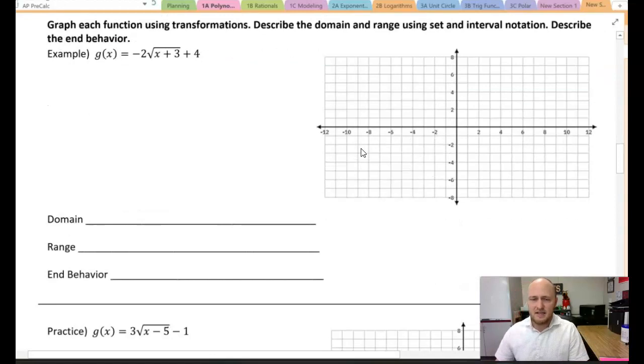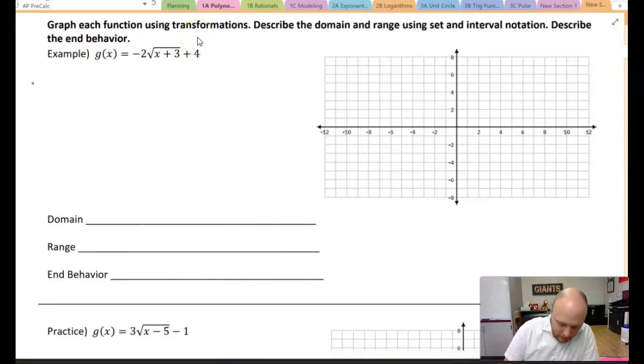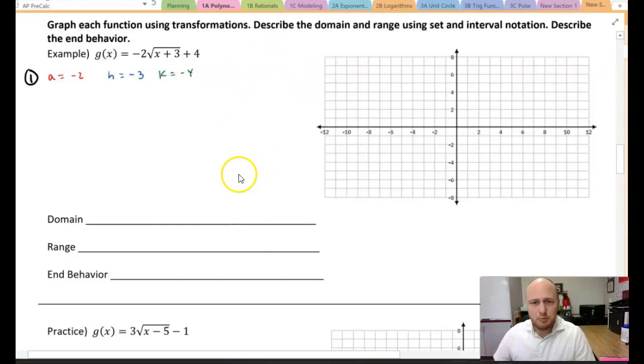So here is example number 1. And we're asked to go ahead and graph the function using transformations, describe the domain and range using set and interval notation, and describe the end behavior. So the first thing that I'm going to do is identify the transformations. I have an a value that's -2, we have an h value that's -3, and we have a k value that is -4.